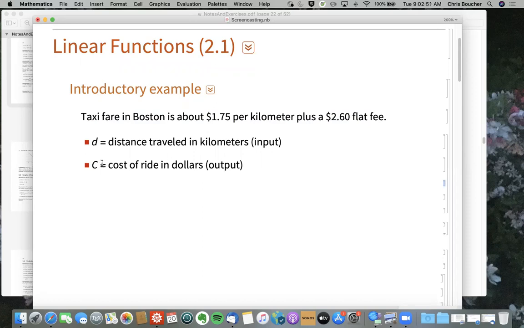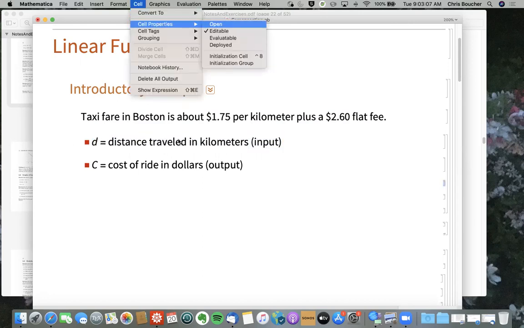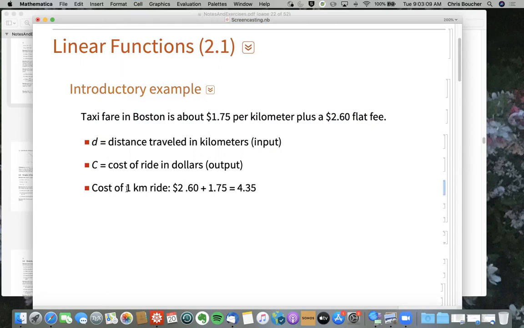Now I'd like a function that relates D and C somehow. And if you don't see this right away, a good way to go about things is to pick some easy values of one of the variables and try to compute values of the other variable. So here I'm going to pick some easy values of D and see what the corresponding value of C would be. For example, if D equals 1, I ride 1 kilometer. Then I pay the $2.60 and I pay $1.75 for the kilometer. That gives me a cost of $4.35 for the total ride.